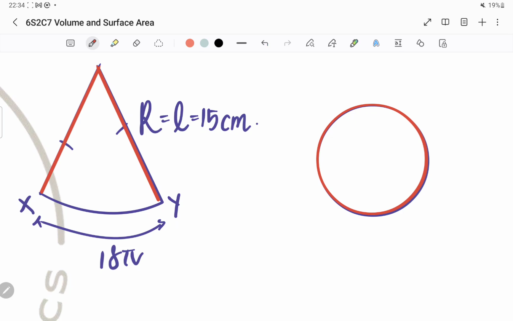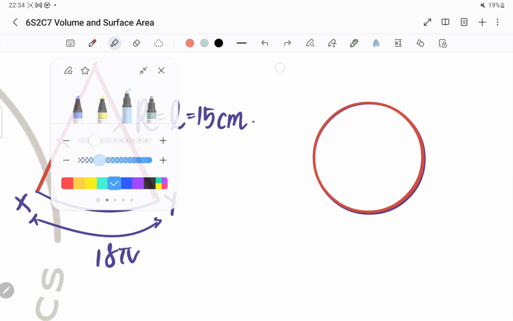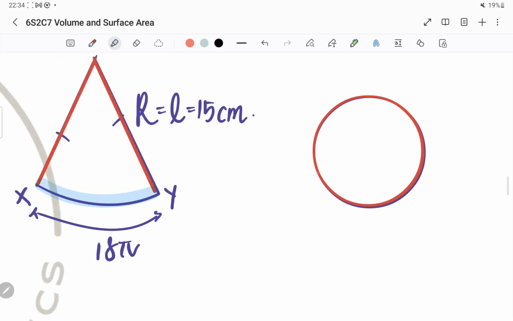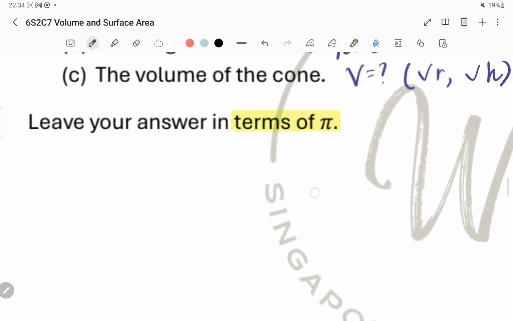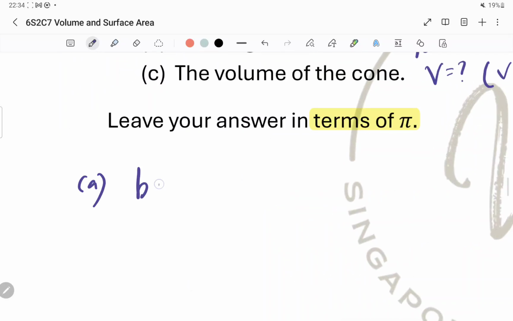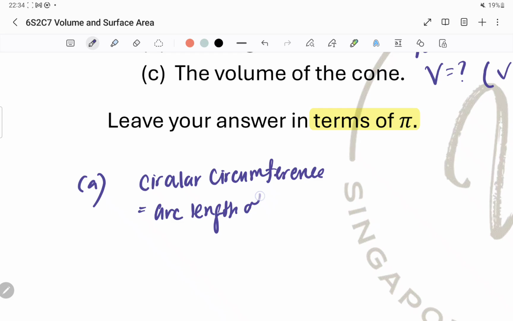Alright, you should form a circle over here. Why? This part will automatically form a circle like that at the base, right? So this means the circular base circumference equals the arc length of sector OXY. So what is the arc length of OXY?